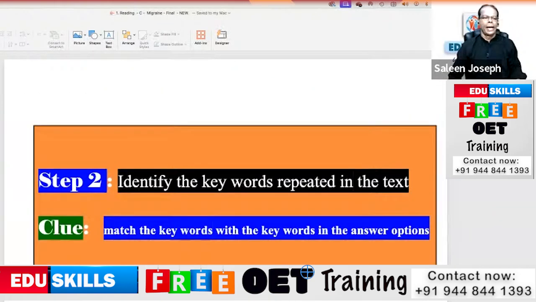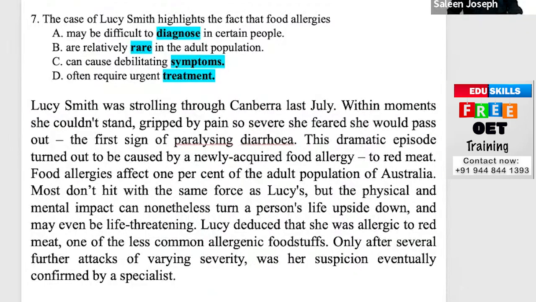Second step, identify the keywords repeated in the text and just match them with the keywords in the answer options. So let's check. Lucy Smith was strolling through Canberra last July.